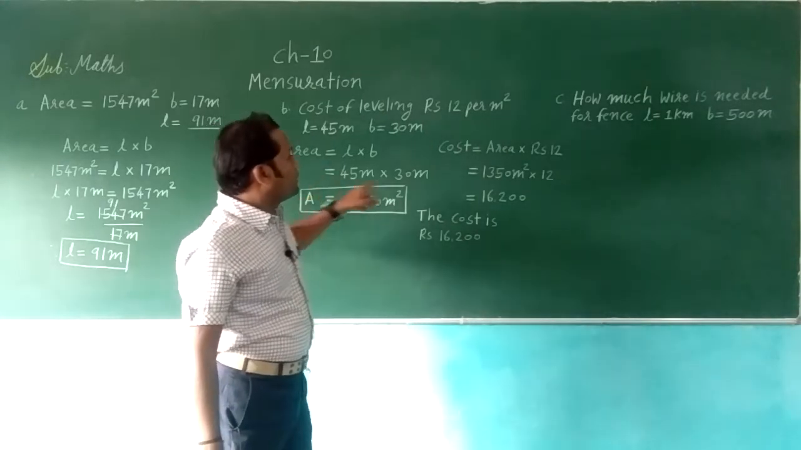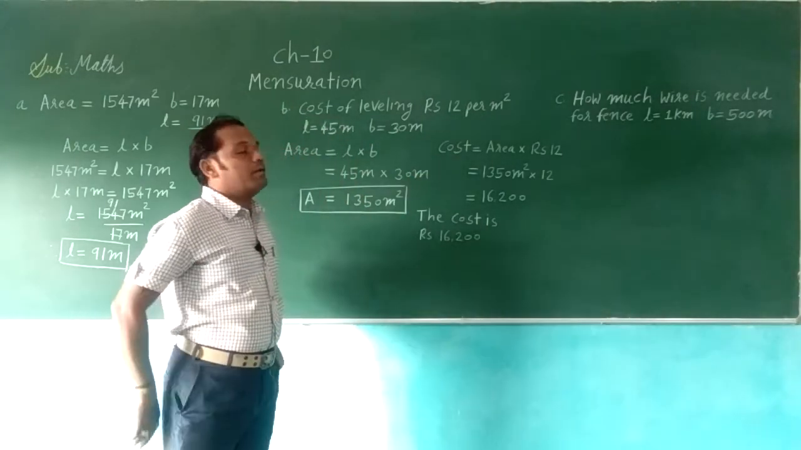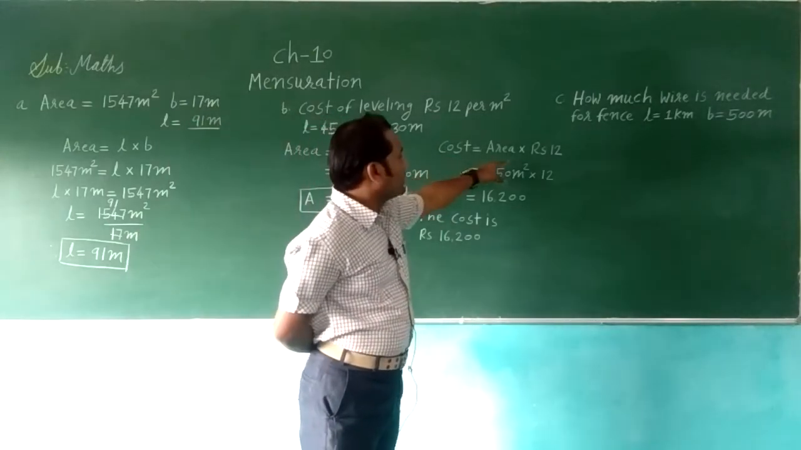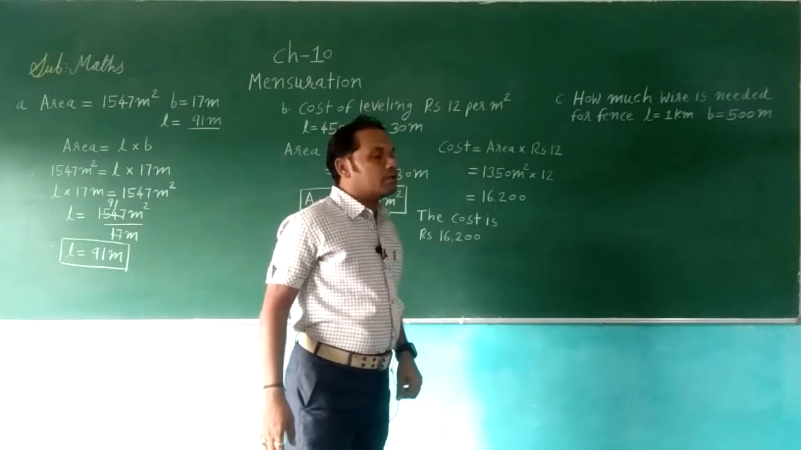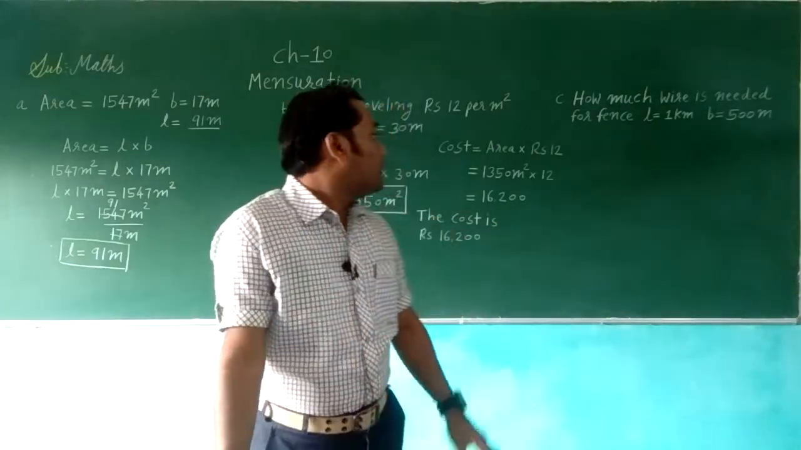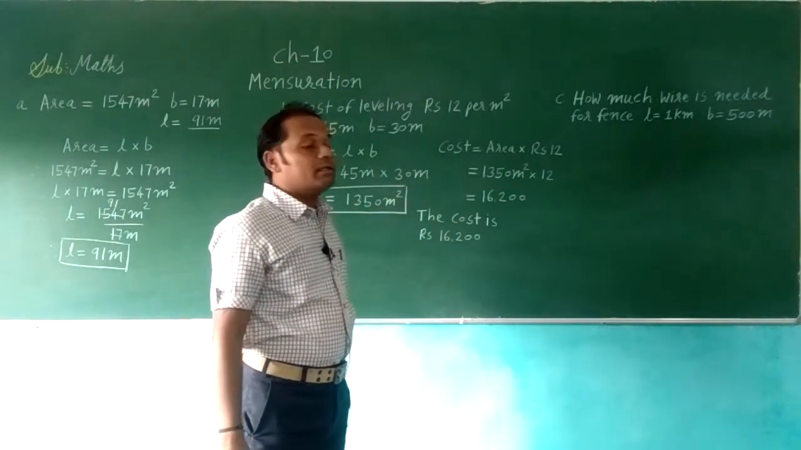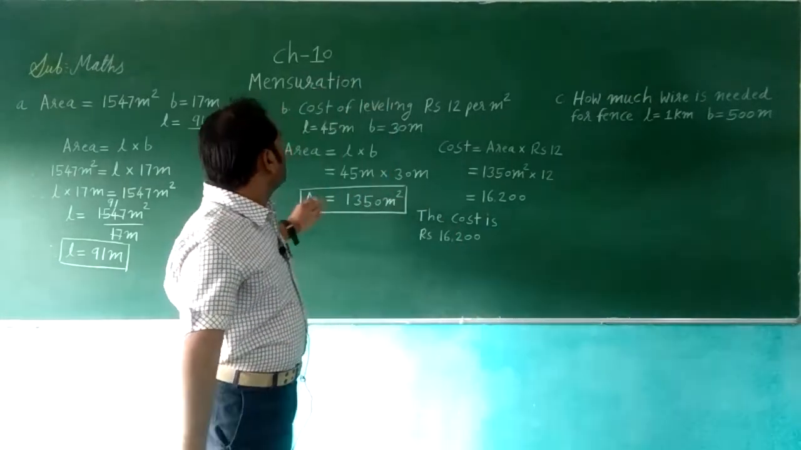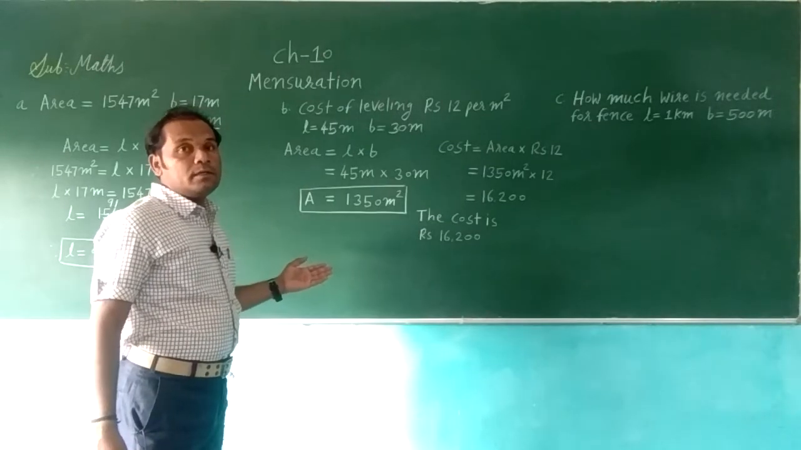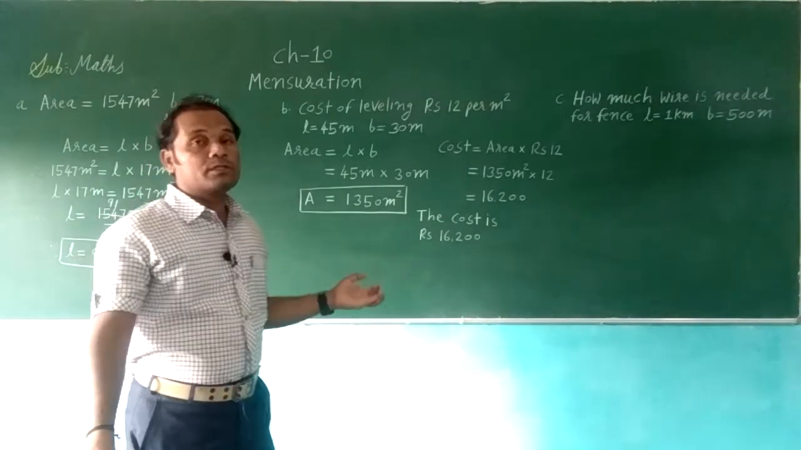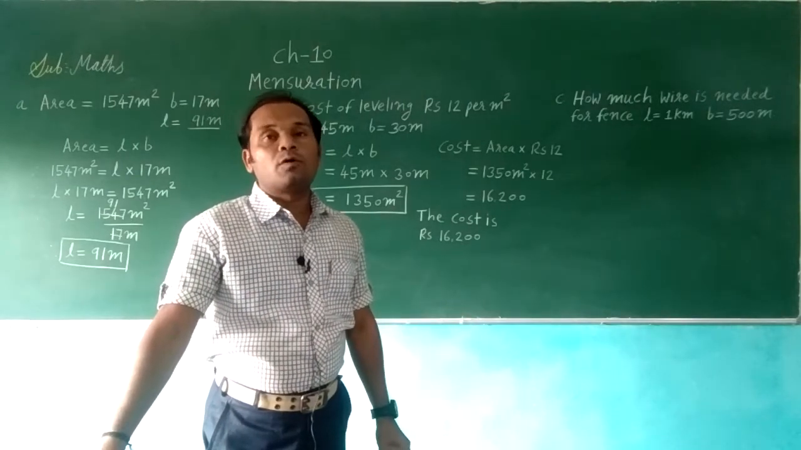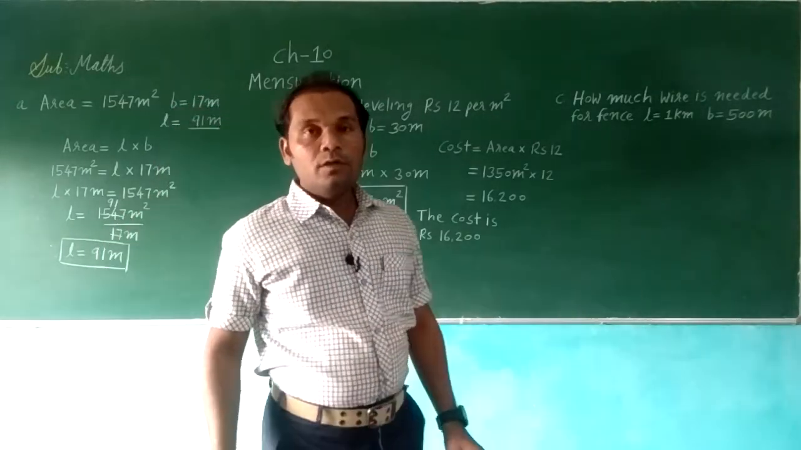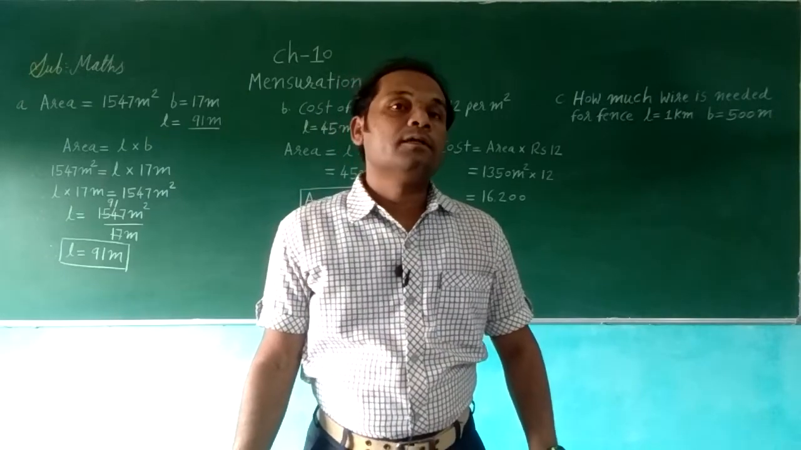1,350 meters square. Then we need to find the cost of leveling at 12 rupees per meter square. So area multiplied by rupees 12. Area is 1,350 meters square. Multiply by 12, and we get 16,200. So the cost of leveling the field is rupees 16,200. So this way we can very easily solve that sum.